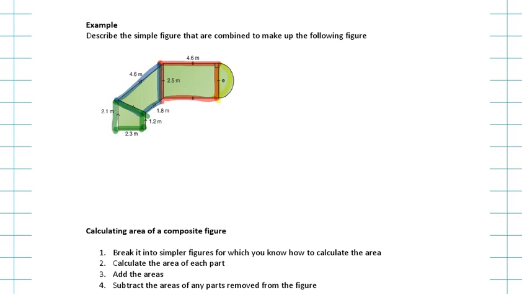If you want to find the area of half a circle, what do you have to do? Find the area of the circle and divide by 2. Okay?